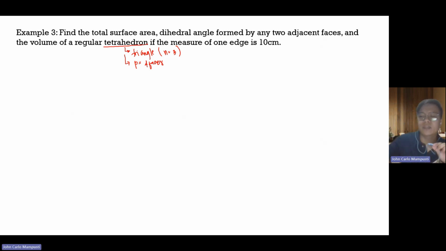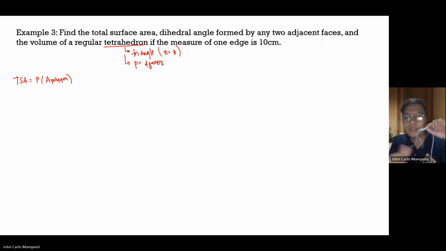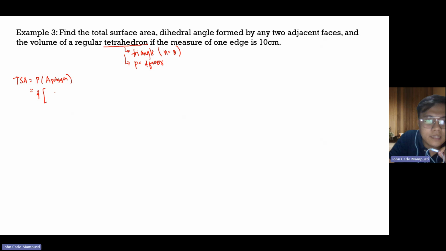Total surface area. So alam natin that TSA, kung sakaling nakalimutan natin yung formula, TSA is equal to P times area ng polygon. As you can see, triangle yan, regular polygon, tapos triangle, alam natin na equilateral triangle yan. So we can use yung side angle side formula natin. We have, yung P natin dito is 4. Side angle side, we have 1 half AB sine theta.